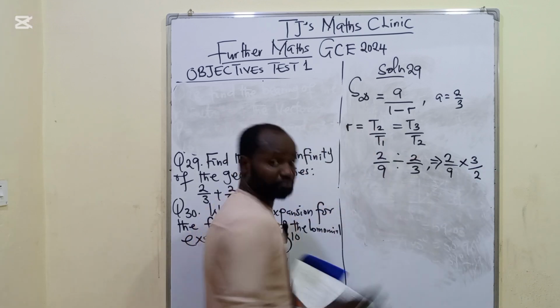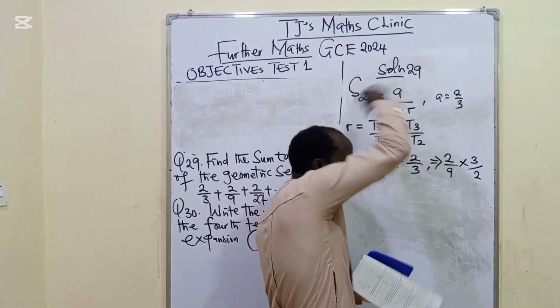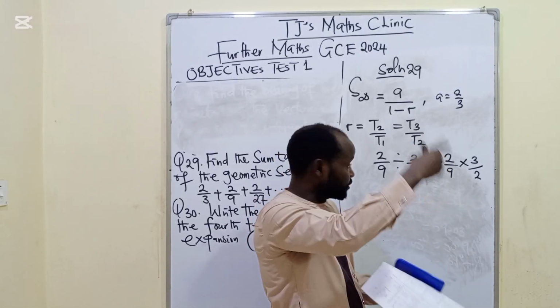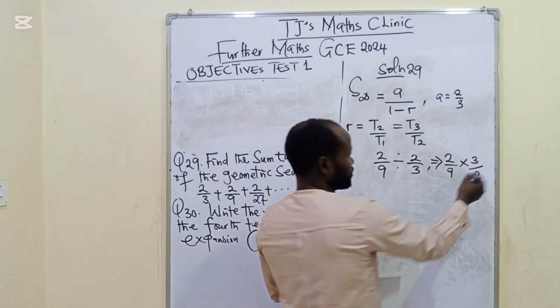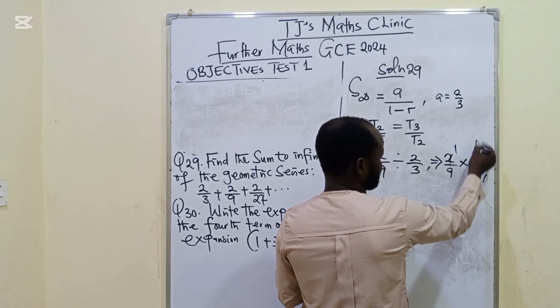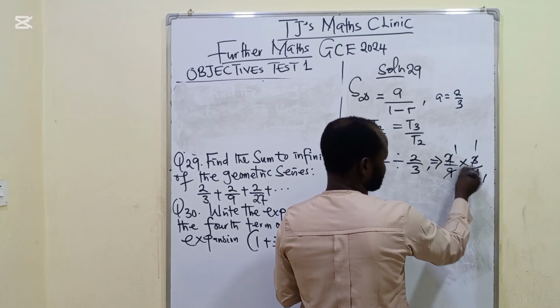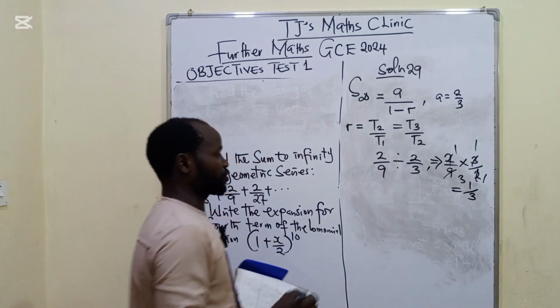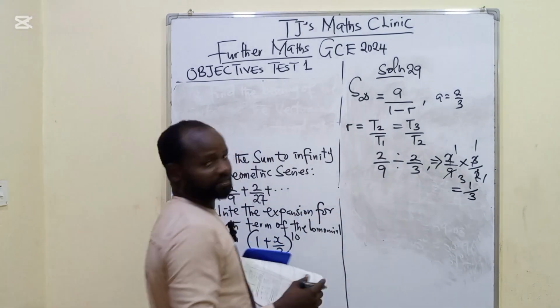If we change this division to multiplication, we have to invert 2 over 3. Meaning 3 will move to the numerator, then 2 will come to the denominator. 2 here, 1, 2 here, 1, 3 here, 1, and 9 here, 3. We have 1 over 3. So our common ratio is 1 over 3. First term is 2 over 3.